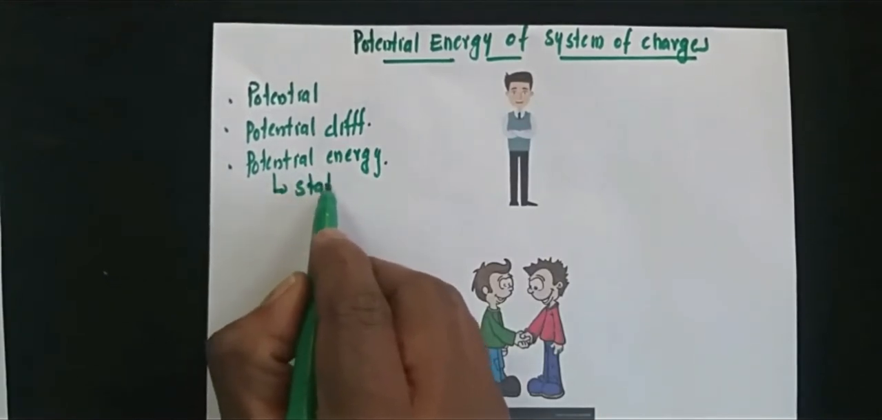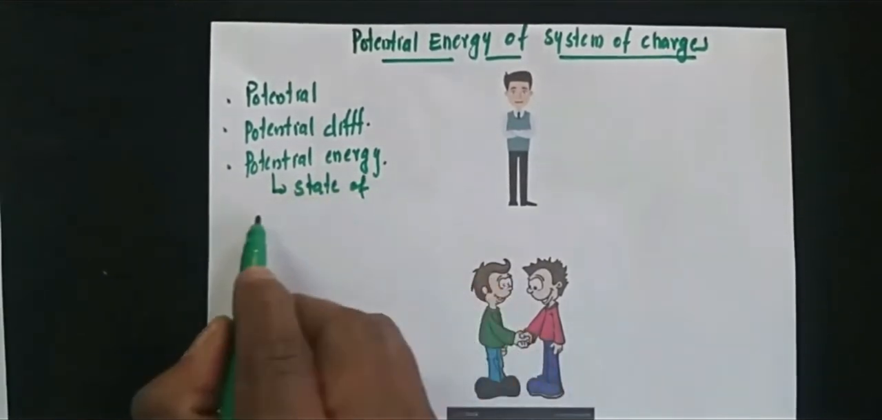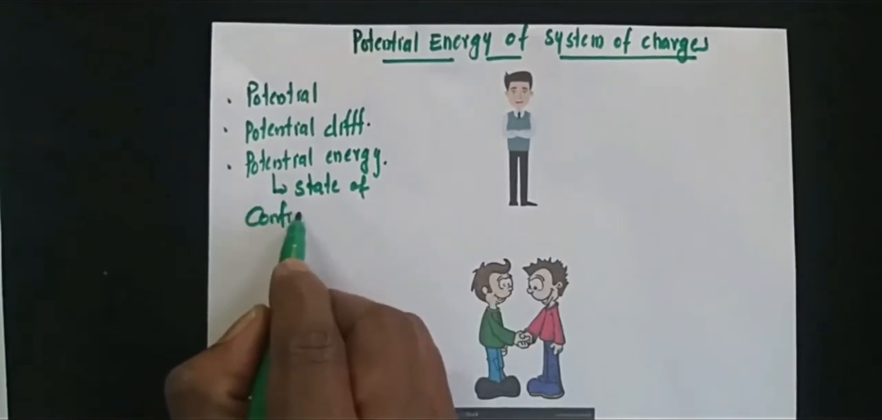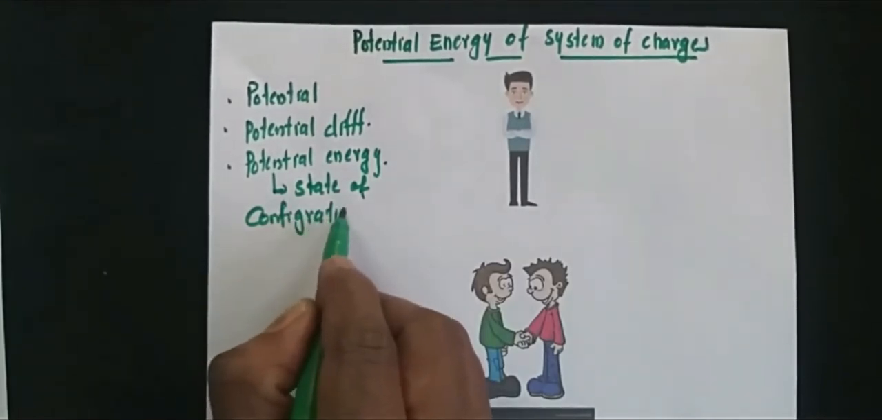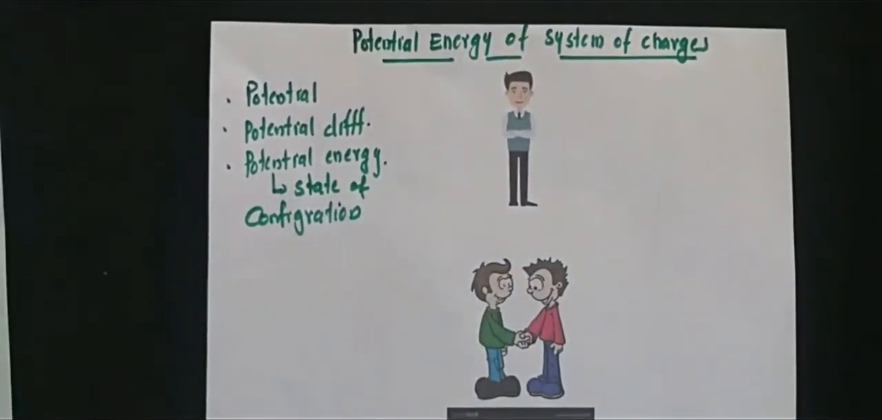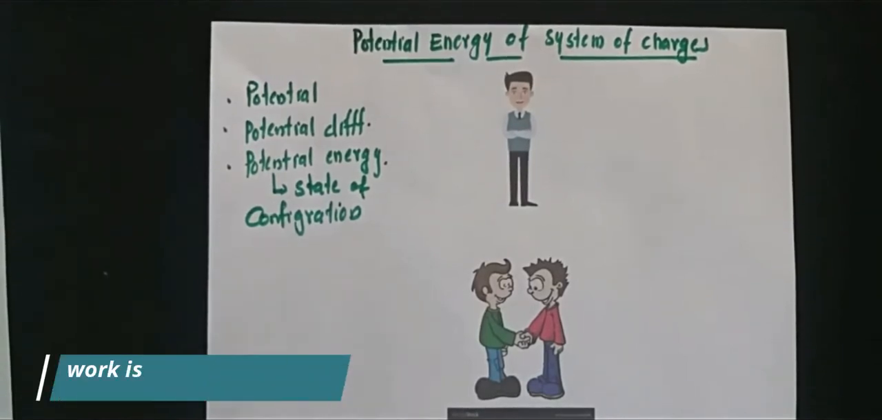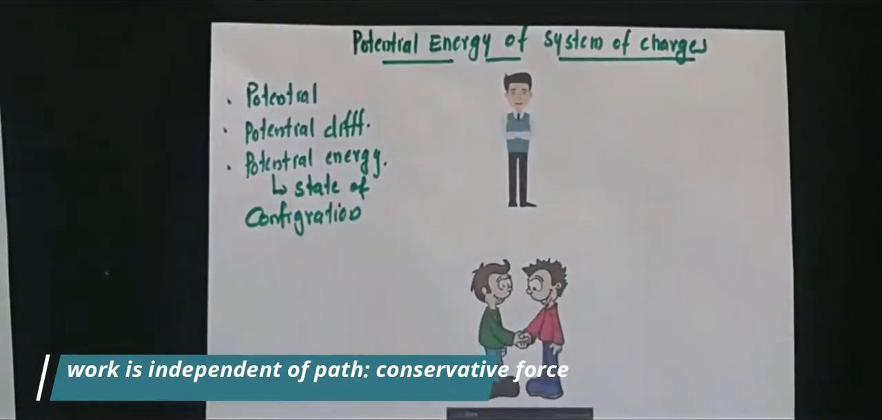Now, what is potential energy? Potential energy comes from the state of configuration of charges. Since you already studied, electrostatic force is a conservative force, so it does not depend on the path. So we will discuss it later.